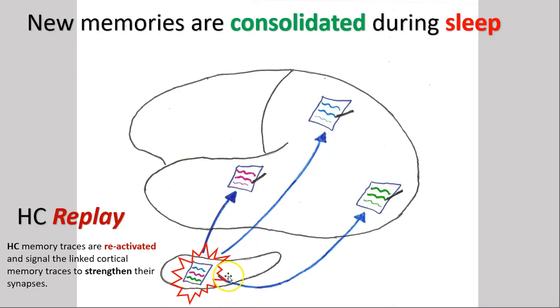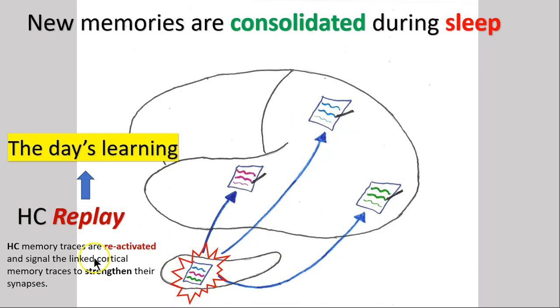The hippocampal memory traces are reactivated, and they signal the linked cortical memory traces to strengthen their synapses. So the hippocampal memory traces are activating the neurons in the memory traces in the cortex, and those activated neurons then will be triggered to grow stronger synapses. We're going to call this hippocampal replay. It's as if the hippocampus is replaying the memories that were formed that day. And the purpose of that, again, is to integrate the day's learning into the long-term storage system in the cerebral cortex.